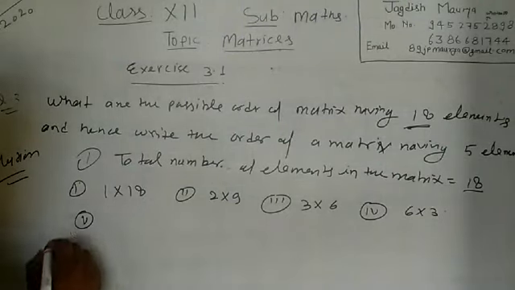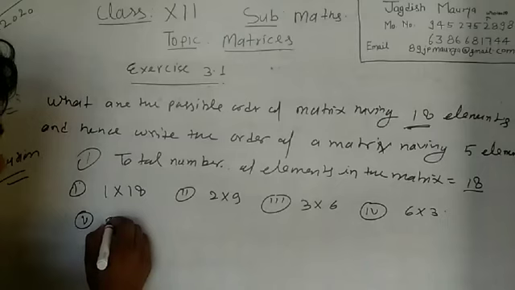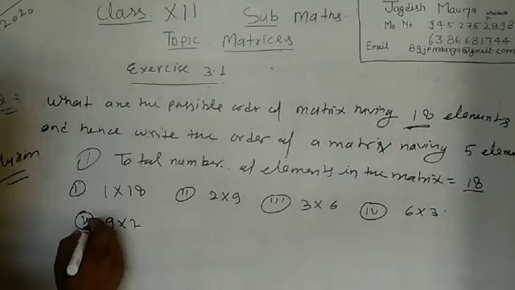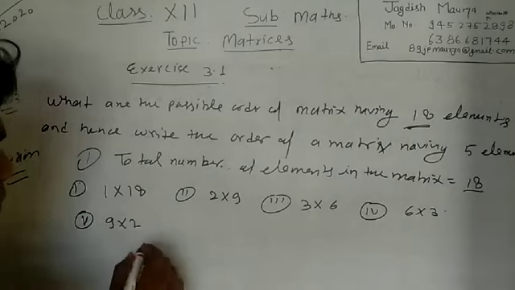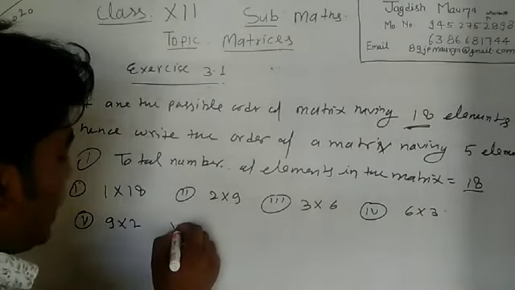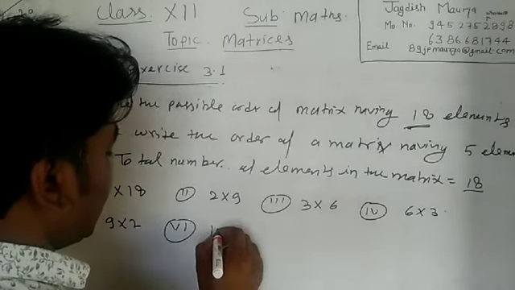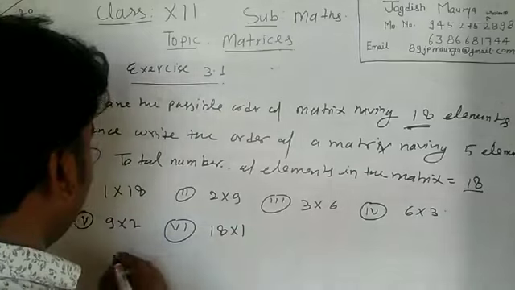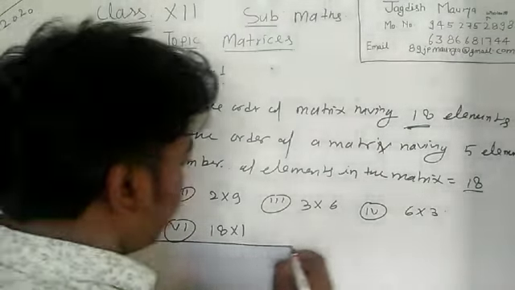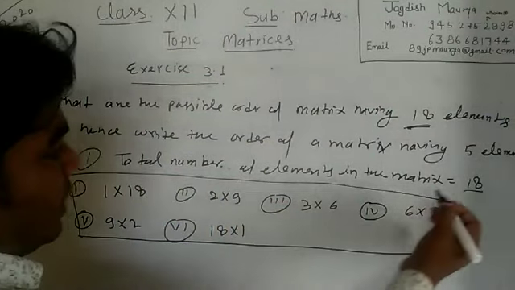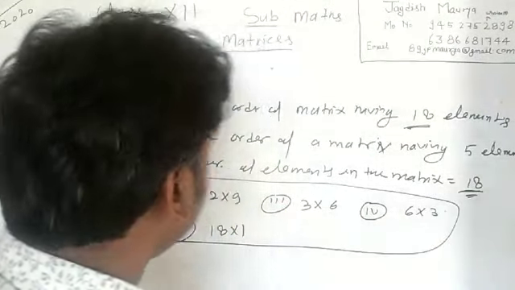Fifth possible order is 9 into 2: 9 rows and 2 columns. The fifth possible order is 9 by 2. Sixth possible order is 18 by 1. These are the possible orders of a matrix having 18 elements.